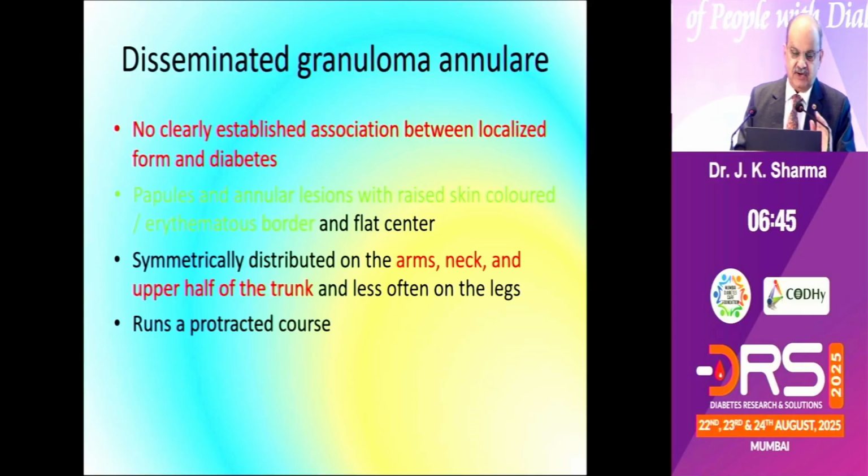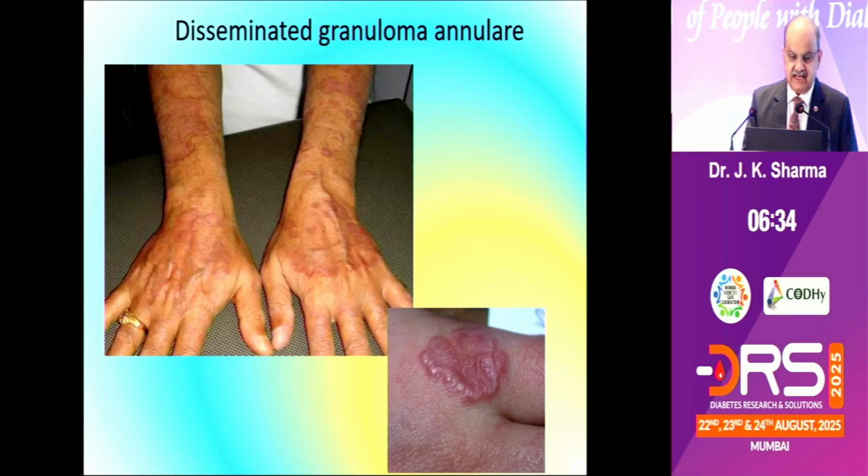Then comes the disseminated granuloma annulare. No clearly established association between the localized form and diabetes. Symmetrically distributed on the arms, neck and upper half of the trunk, and less often on the legs. Runs a protracted course, and this is the picture, disseminated granuloma annulare.